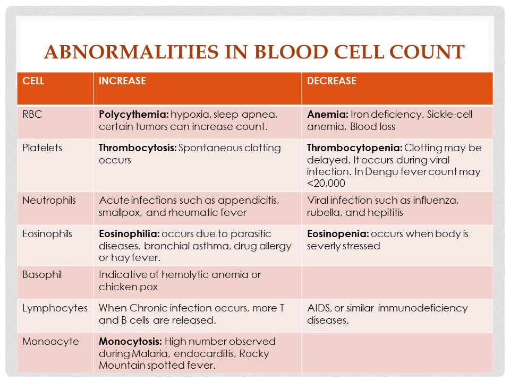The last one is monocytes. An increased number of monocytes is known as monocytosis, and a high number is observed during malaria, then Rocky Mountain spotted fever, and also during endocarditis.